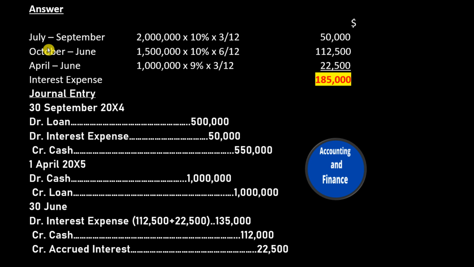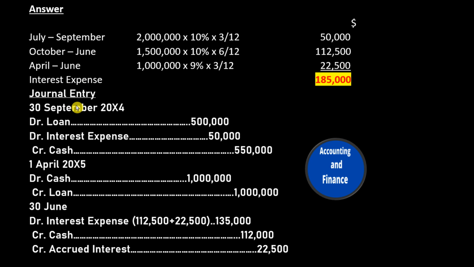Answer: July-September. 2 million times 10% times 3/12, $50,000. October-June. 1,500,000 times 10% times 6/12, $112,500. April-June. 1 million times 9% times 3/12, $22,500. Interest expense, $185,000.